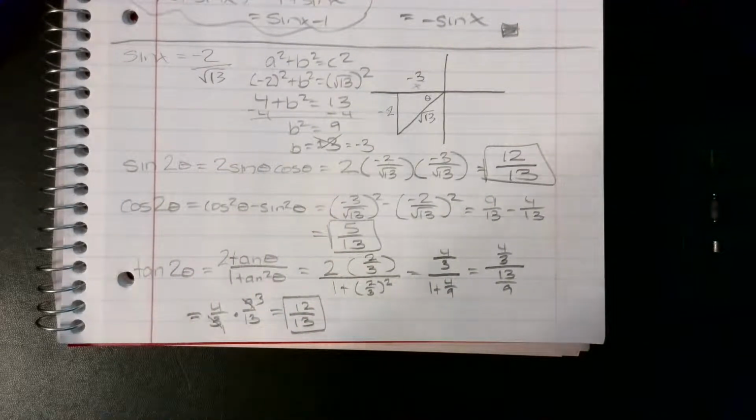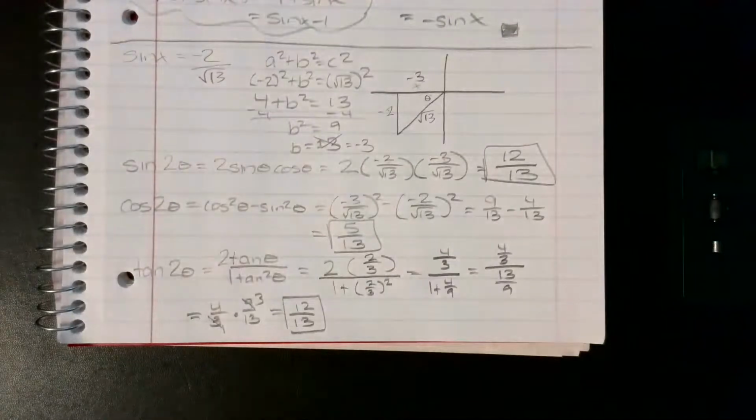Interesting. So divided by 9, 3, 4, 13. Yeah, 12 over 13. Boom. Very, very good. That's interesting that those things are the same thing.